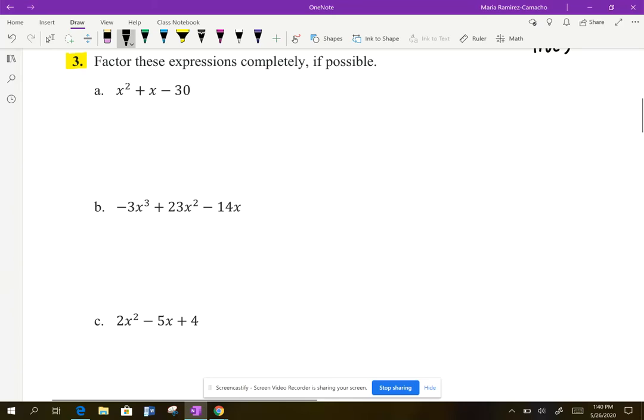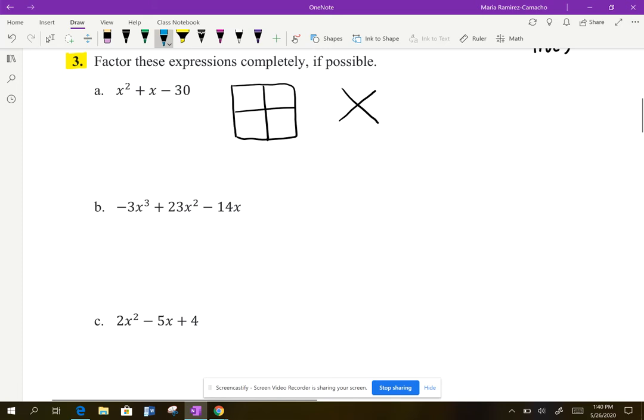Problem number 3 says factor these expressions completely if possible. Whenever we're asked to factor, we're taking a sum and writing it as a product. The way that we do this is by using a generic rectangle and a diamond problem. Or you can just draw an X if you don't want to draw the whole diamond.